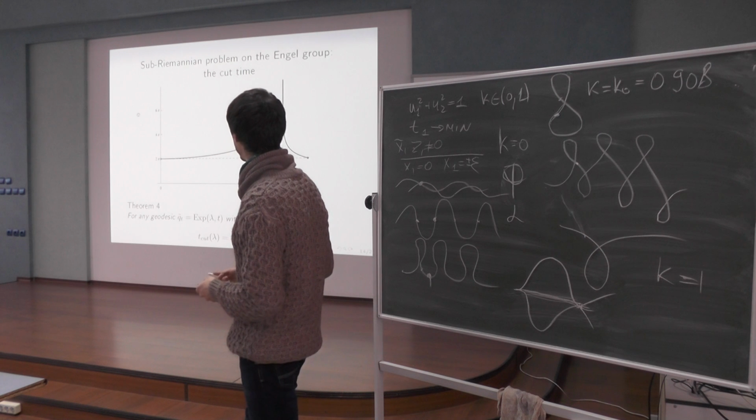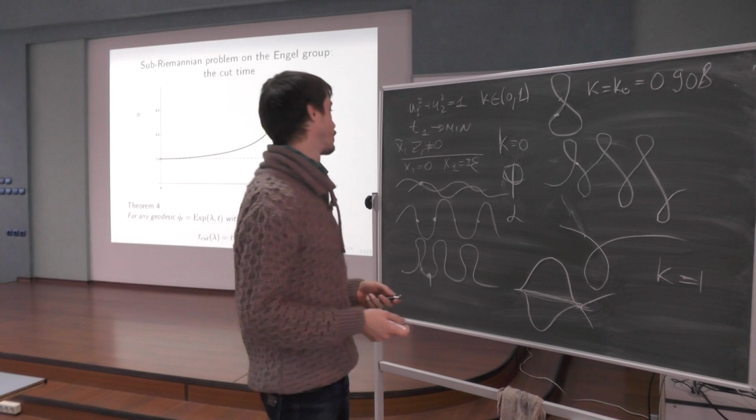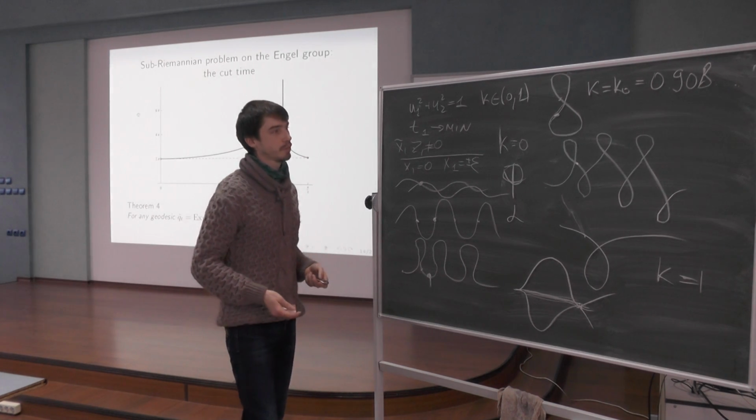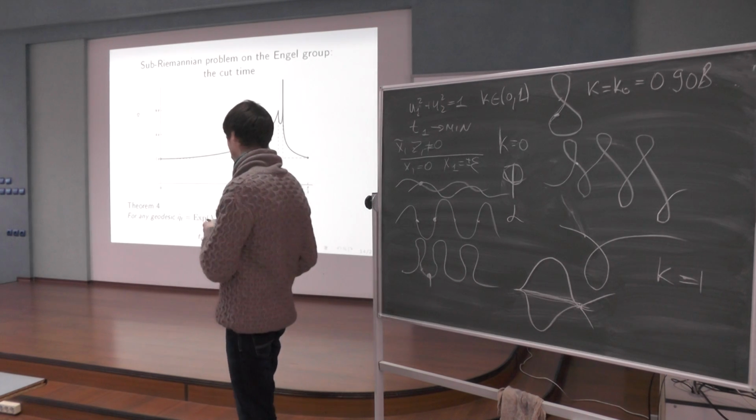Now we can use this result to find the optimal solution for the angle group, and in order to do it, we have to invert the exponential mapping on subdomains. But in order to do it, we have to.